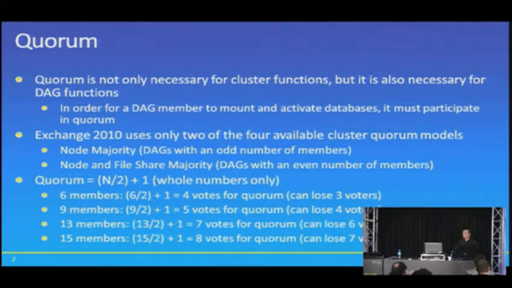Now, quorum is important because once you know the number of voters that are required to participate in quorum, you then therefore can deduce the number of votes you can lose and still maintain quorum. And obviously, as you can see from the example, the larger the DAG that I have, the more votes I can lose, the greater the resilience I have.